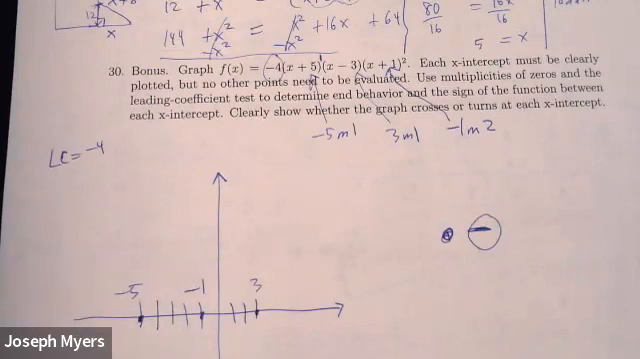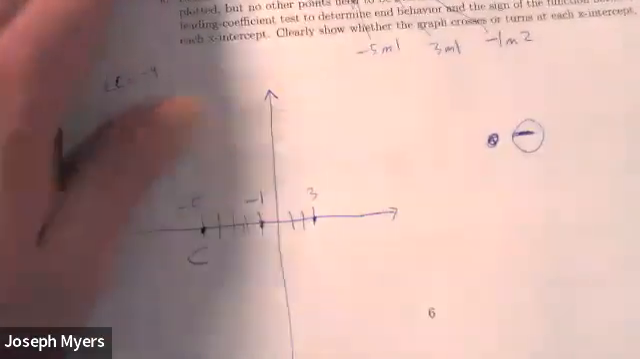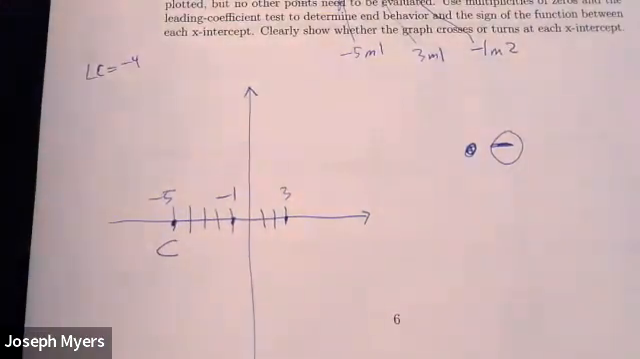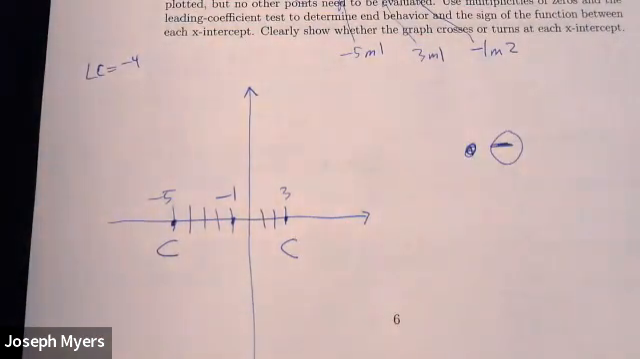If the multiplicity is odd, then the graph will change signs at that point. So is this an odd number or not? Yes, that's an odd number. That's an odd number. So at -5, since it has an odd multiplicity, it's going to change signs. So make sure you write a C down below it. And then at 3, it also has an odd multiplicity. And then how about -1?